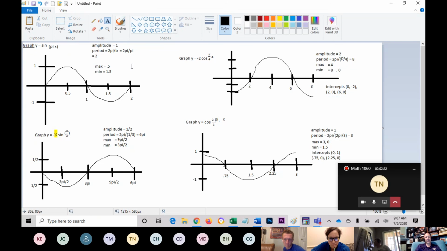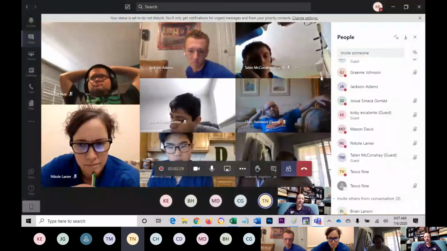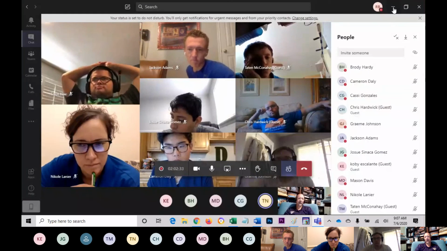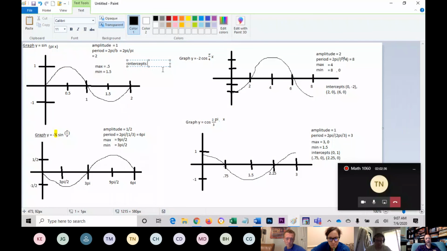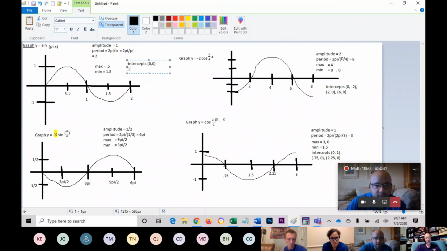Okay, how about the intercepts on this graph here? Whose turn is it now? It's Chris's turn. Give me the intercepts here on this first graph. The first one equals sine. Is that what you're asking? Oh, there it is. Sorry, I just showed up. Yeah. So (0, 0), then (1, 0), and then (2, 0). Well done.